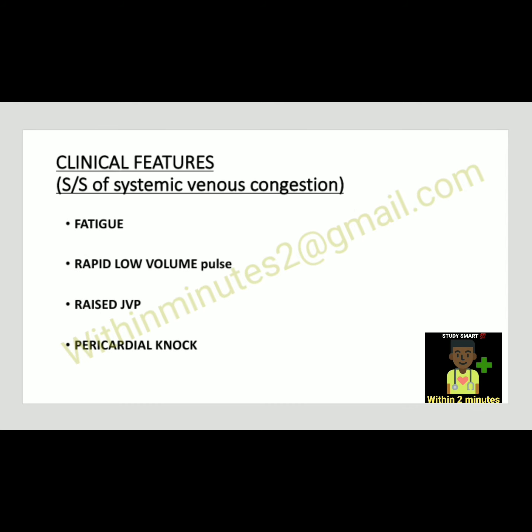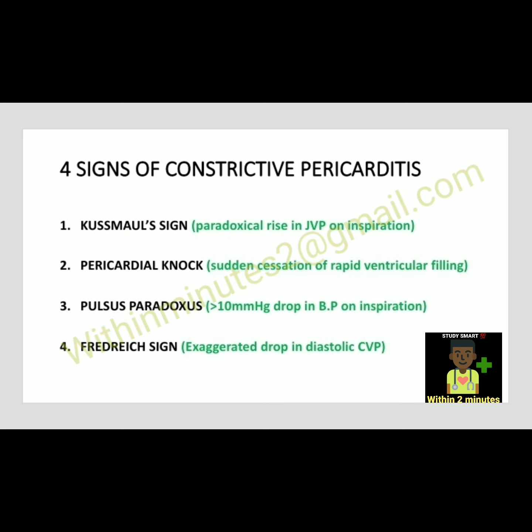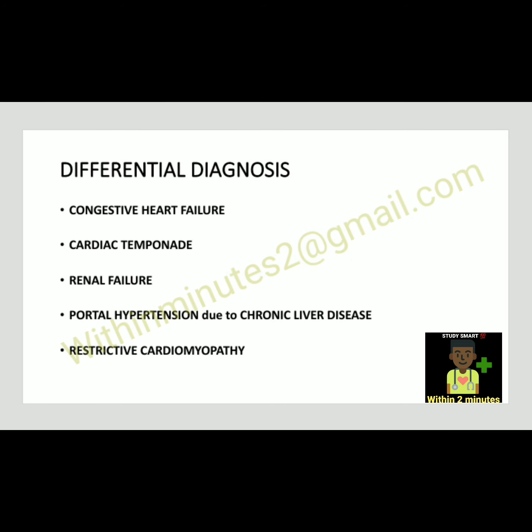Clinical features are signs and symptoms of systemic venous congestion like fatigue, rapid low volume pulse, raised JVP, pericardial knock, ascites, hepatomegaly, peripheral edema, unexplained heart failure, atrial fibrillation. Four signs of constrictive pericarditis are Kussmaul's sign, pericardial knock, pulsus paradoxus, and Friedreich sign. They can help us to diagnose constrictive pericarditis in a patient with unexplained heart failure. Differential diagnosis can be congestive heart failure, cardiac tamponade, renal failure, portal hypertension, or restrictive cardiomyopathy.